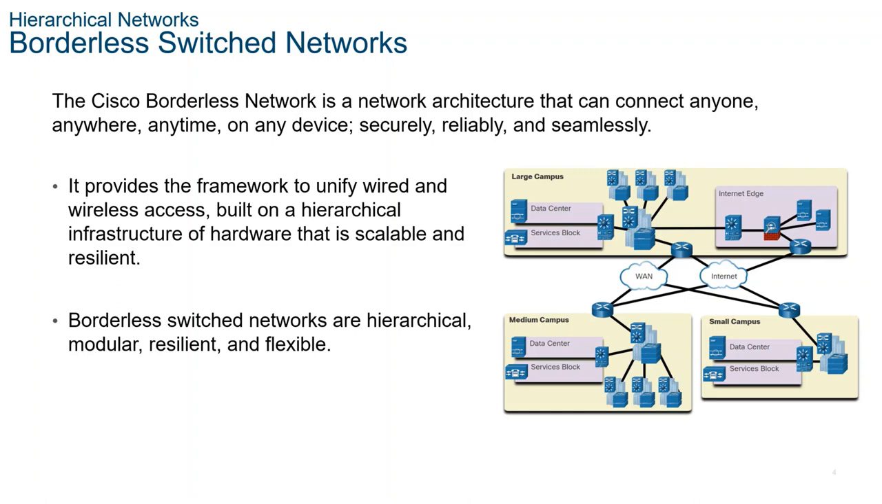Using this architecture, the borderless network, as shown in the figure here, is built on a hierarchical infrastructure of hardware that is scalable and resilient. By combining this hardware infrastructure with policy-based software solutions, the borderless network provides two primary sets of services, network services and user and endpoint services, under the umbrella of an integrated management solution. It enables the different network elements to work together and allows users to access resources from any place at any time while providing optimization, scalability, and security.